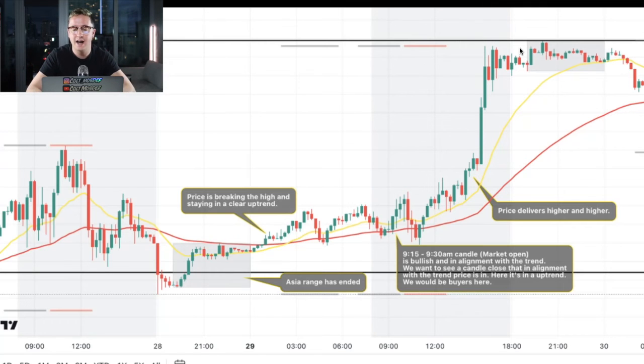So what happens after if we were to get in that trade right there? We'd enter a buy, we would have our stop loss below the previous low, and then we would aim for previous highs. So we can see price delivers higher and higher. The move wasn't too big at the market open. It kind of did consolidate for a couple of hours.